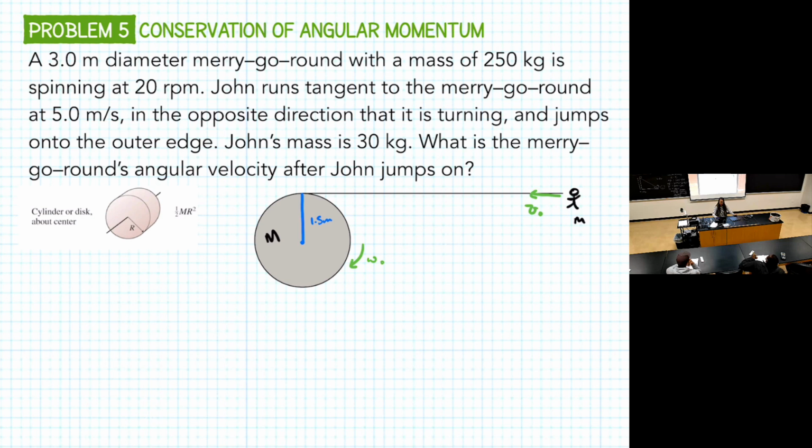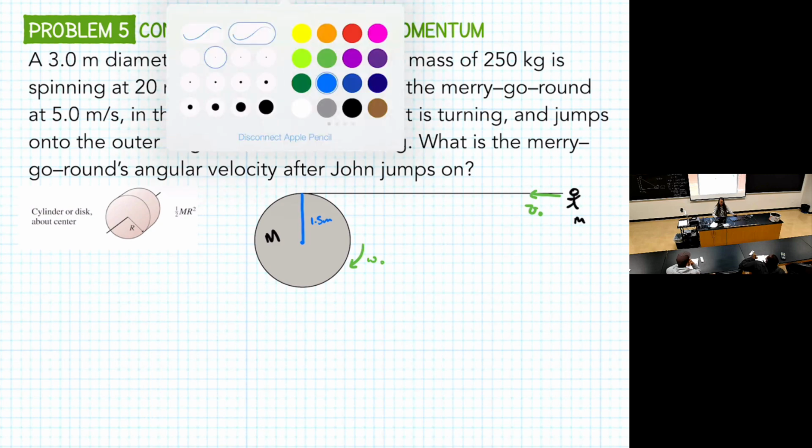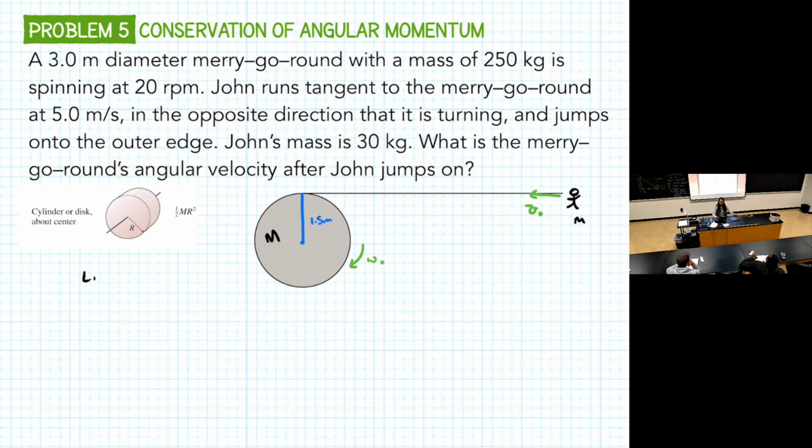I start by getting the frequency of the merry-go-round. Okay. And then taking that and getting angular velocity from 2 pi times frequency, which was 2 pi over 3 radians per second. Okay. So you know we're using conservation of angular momentum. So that means angular momentum initial is gonna be equal to angular momentum final.